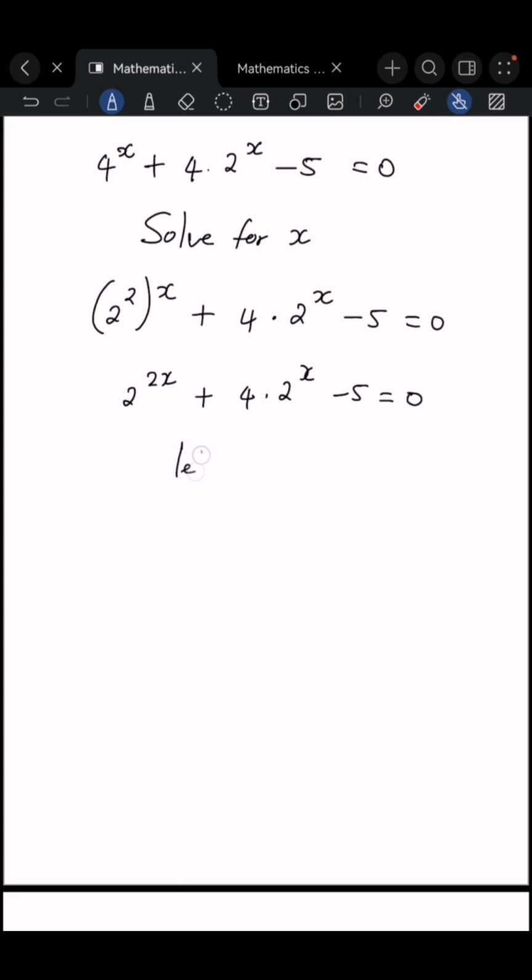And then when we get here, you say let 2 to the x equal k, right? Therefore, if 2 raised to the power of x is equal to k, then 2 raised to the power of 2x is k squared, which means this one is k squared, plus 4 times 2 raised to the power of x. 2 raised to the power of x is equal to k, so it's 4k minus 5 should be equal to 0.